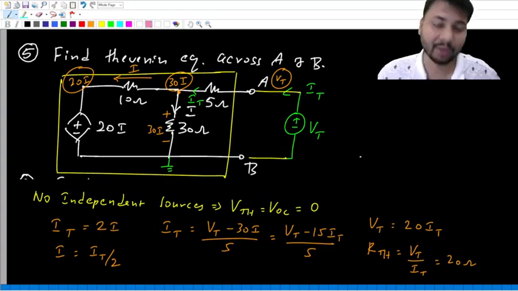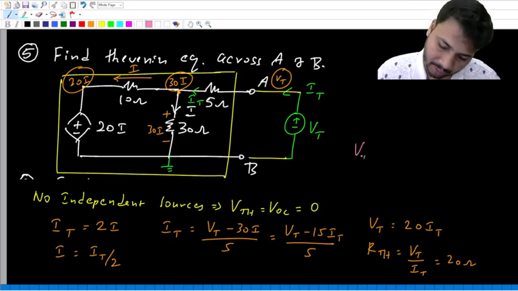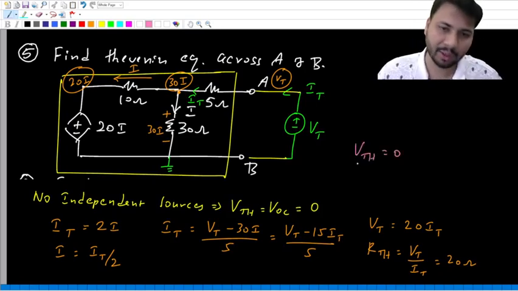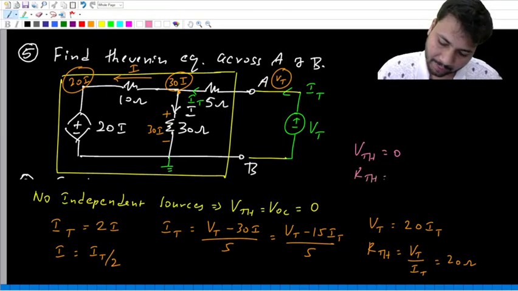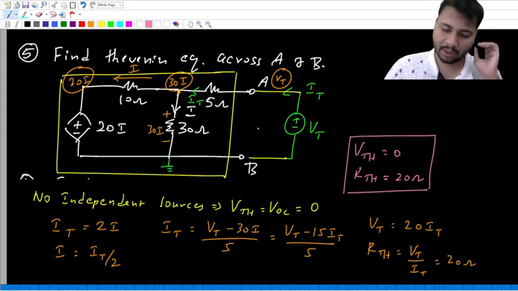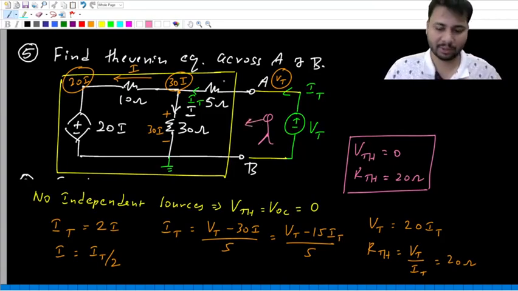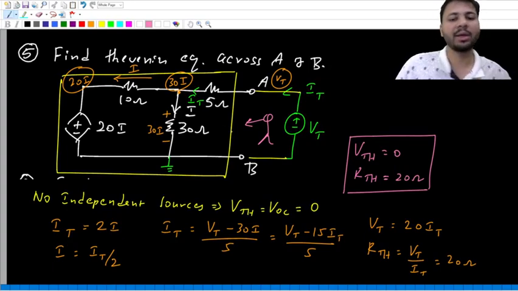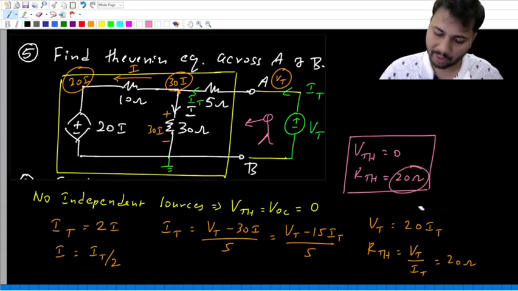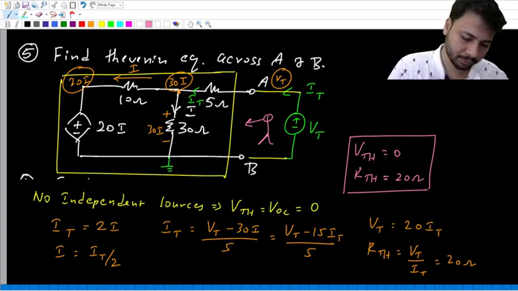So what are the final values of VTH and RTH? No independent sources. Thevenin voltage is 0. Thevenin resistance, just now we found it to be 20 ohms. So that means if you are standing here and if you look in this direction, this entire network will appear like a single resistance of value 20 ohms. Okay, that is the point.